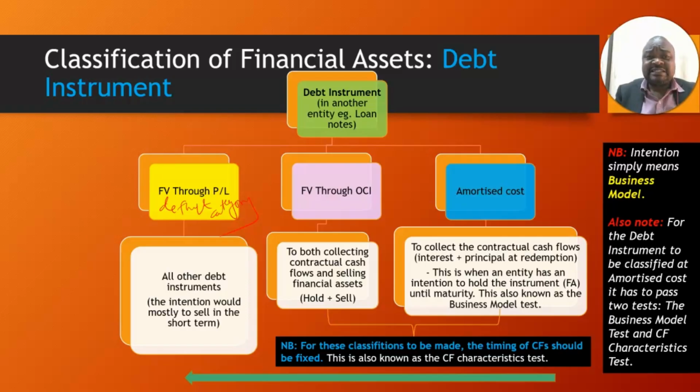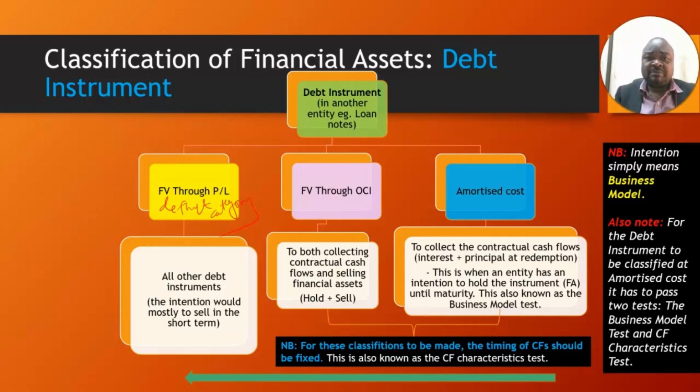You can categorize these instruments as fair value through P&L by default. If there is confusion as to whether we should account for them at amortized cost or at fair value through OCI, then you are allowed to just treat them as at fair value through P&L. All debt instruments, the intention mostly will be to sell in the short term. So when you categorize them at fair value through P&L, your intention would be to sell them in the shortest period of time.